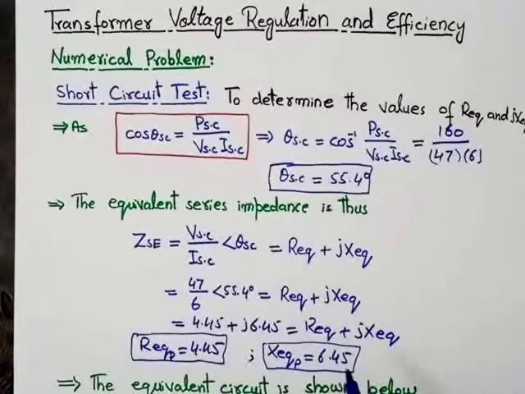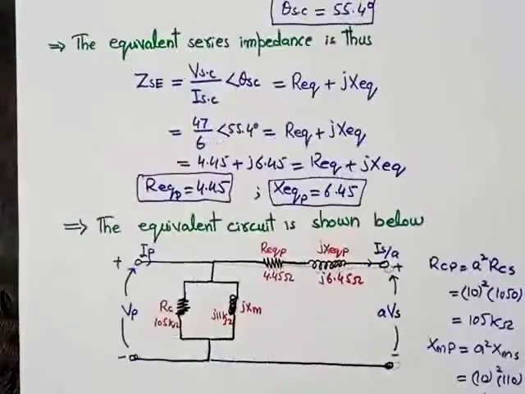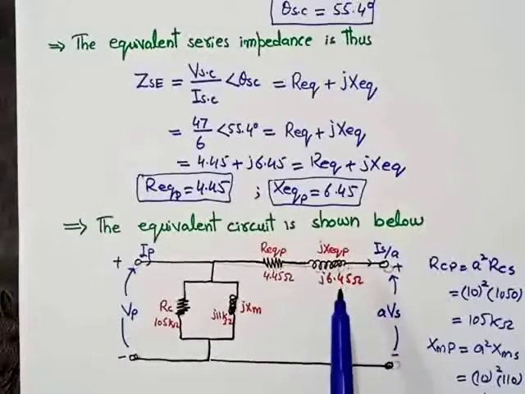So now we will draw the high voltage side equivalent circuit. Now we will draw the equivalent circuit referred to the high voltage side or the primary side of the transformer. The equivalent circuit referred to the high voltage side or primary side of the given transformer is shown here. This is the excitation branch and this is the series impedance.